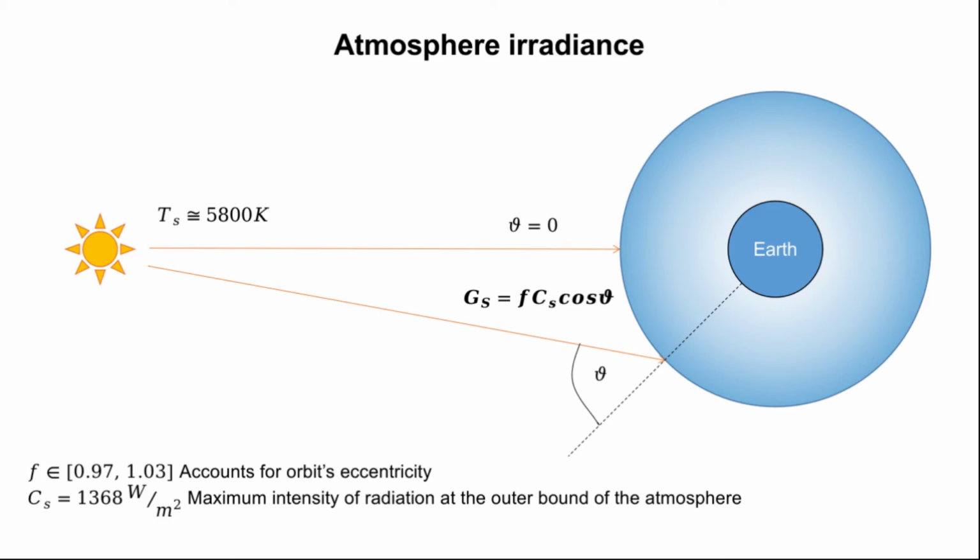The irradiance of the Earth's atmosphere due to the radiation coming from the Sun, GS, is expressed as F times CS times the cosine of theta, the angle of incidence, where F is a coefficient, varying from 0.97 to 1.03, which accounts for the Earth's orbit eccentricity, and CS is the maximum irradiance, corresponding to the Sun's radiation intensity, which occurs for theta equal to 0.